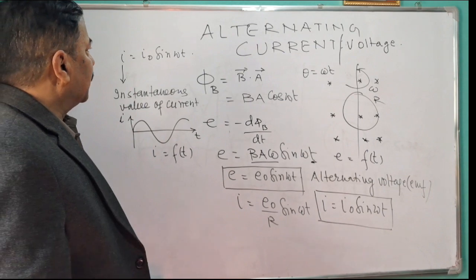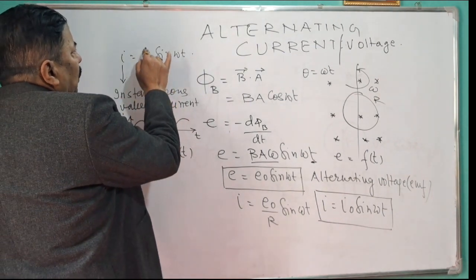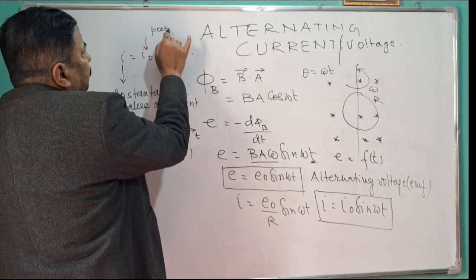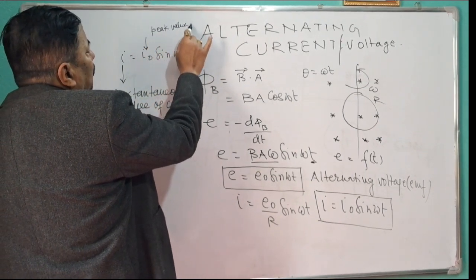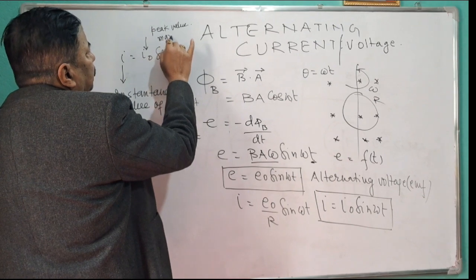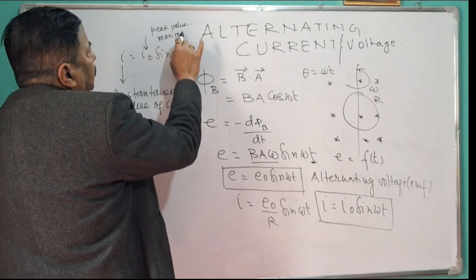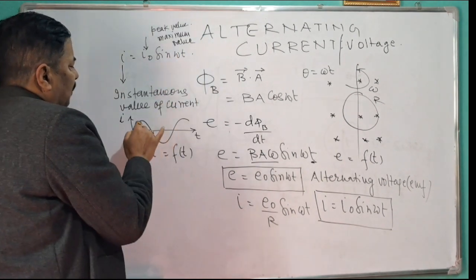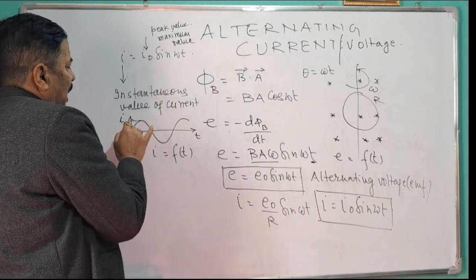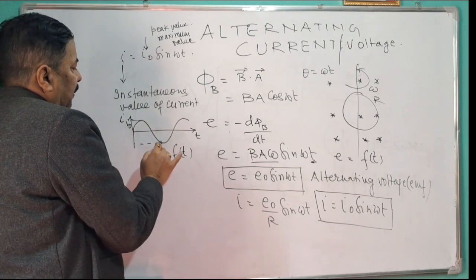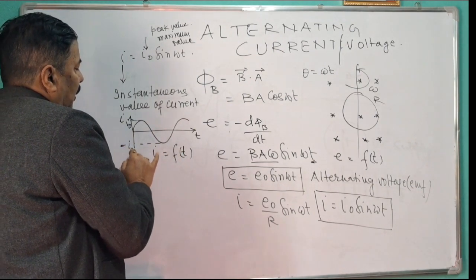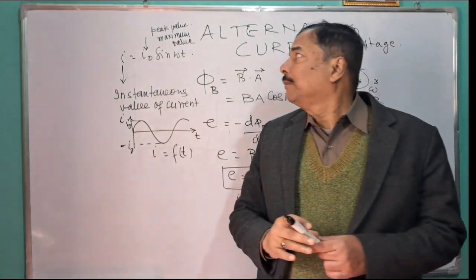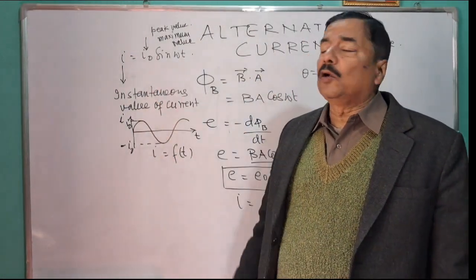This I naught is called the peak value of current. Peak value means maximum value. This value represents your I naught, and this value represents your minus I naught. So I is your instantaneous value of current, and I naught is your peak value of current.